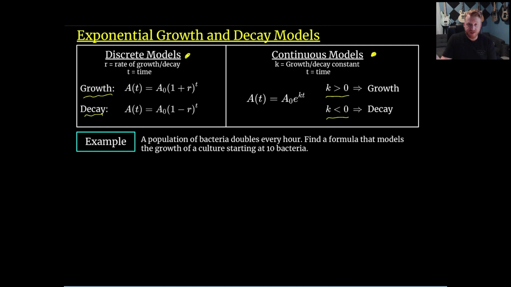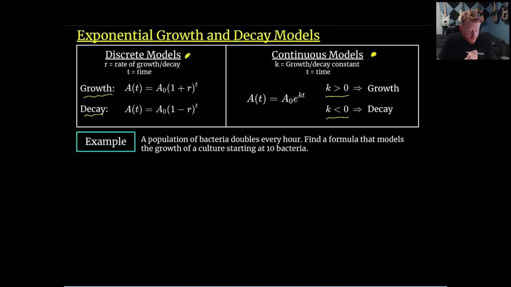And remember, e is just a constant number. It's about 2.718, and so on. But that is just some number that's being raised to this growth constant or decay constant times the unit of time. And now it doesn't have to be necessarily a discrete unit of time. We can just plug in any old time since this is continuous growth.